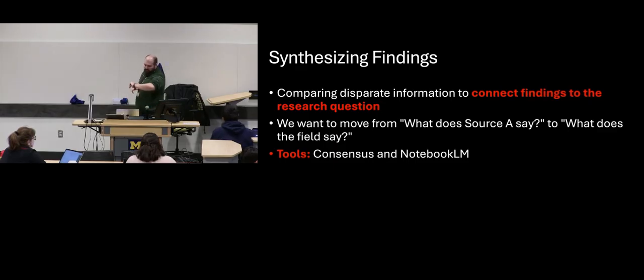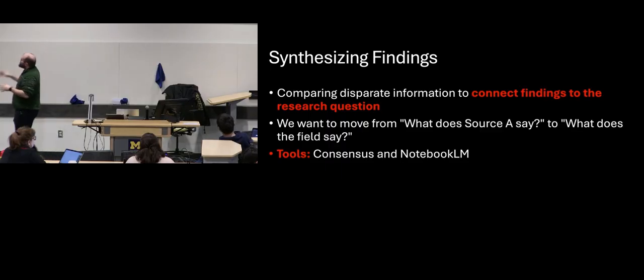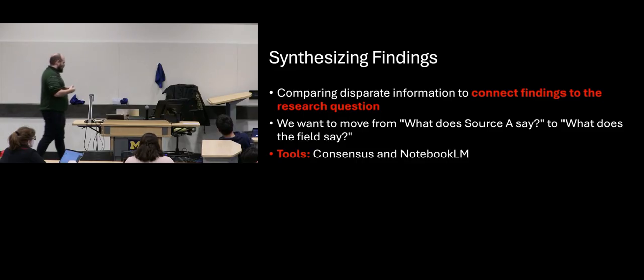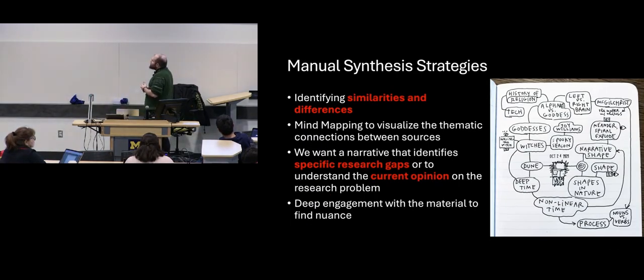Okay. So synthesizing findings, I think we'll be okay. Now we're going to compare disparate pieces of information. We're going to compare all of the things that we have found in all of our sources, and maybe some of the summaries that we've gotten, and we want to find some sort of consensus about what the field has to say about the topic. I chose the word consensus very specifically because that's the next tool that we're going to be using.